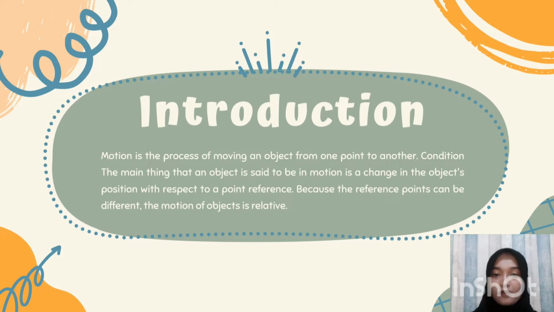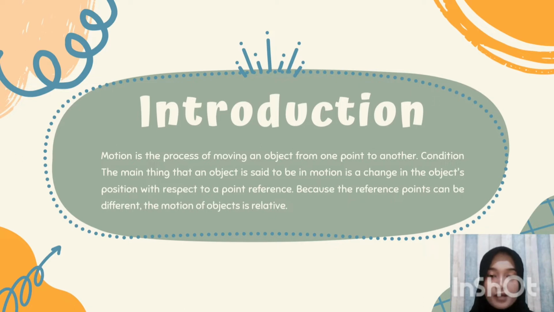Motion is the process of moving an object from one point to another. The main condition for an object to be said to be in motion is a change in the object's position with respect to a reference point. Because the reference points can be different, the motion of an object is relative. It means an object that moves according to reference A doesn't necessarily move for reference B. The most common type of motion is straight motion.